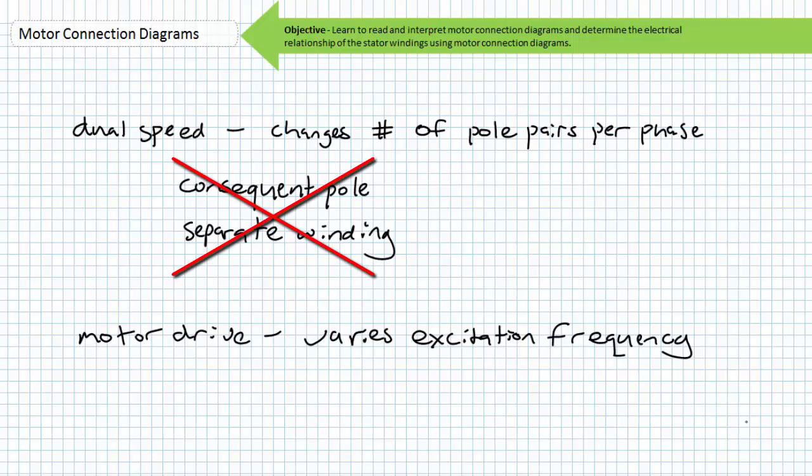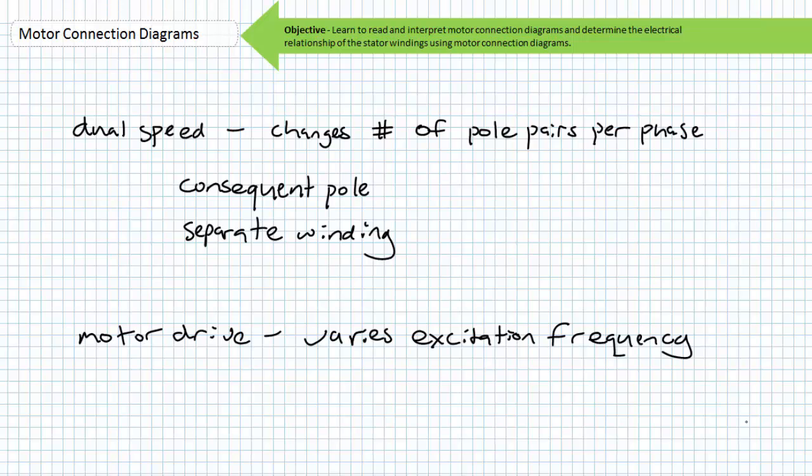The reason I'm not spending a lot of time on dual speed motors is because you're most likely not going to run across them unless you're working on really old equipment. Dual speed motors display a marked difference between high and low speed settings and have largely been replaced by a power electronics device known as a motor drive that varies excitation frequency, thereby directly influencing rotational speed. Varying excitation frequency rather than pole pairs per phase allows for finer tuning of rotational speed and necessitates no physical modification to a motor. In conclusion, this lecture discussed motor connection diagrams.